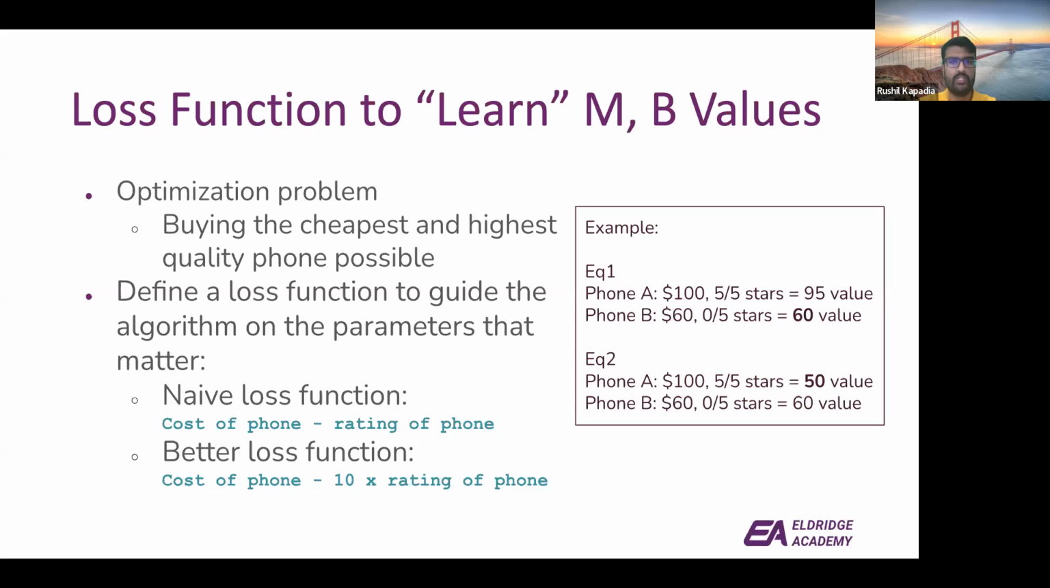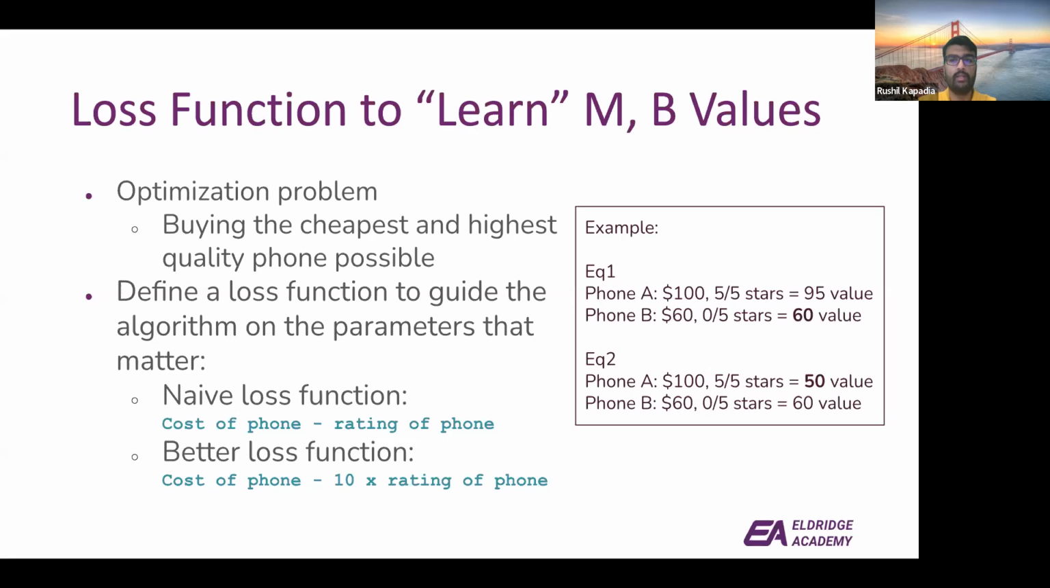So if we look at equation 1 on the right, we can see how this works. Phone A costs $100, and it's given 5 out of 5 stars. So we say 100 minus 5 gives us a value of 95. Phone B is $60, 0 out of 5 stars. So 60 minus 0 has a value of 60.